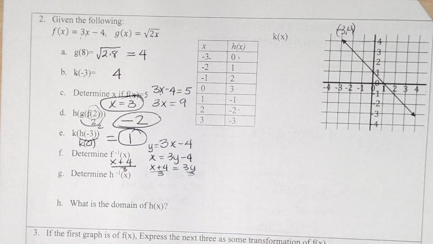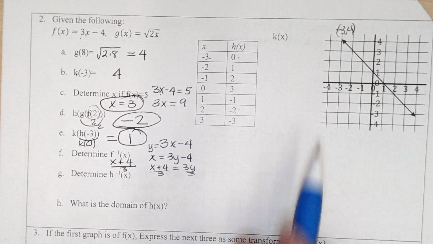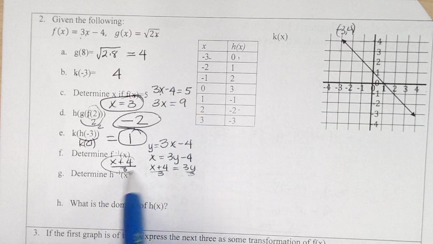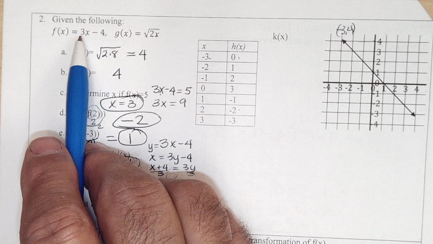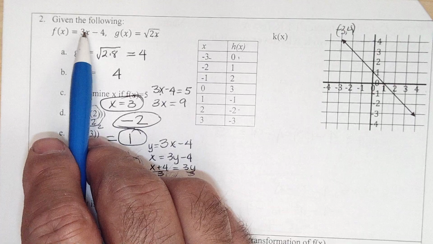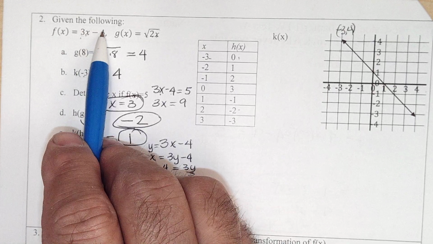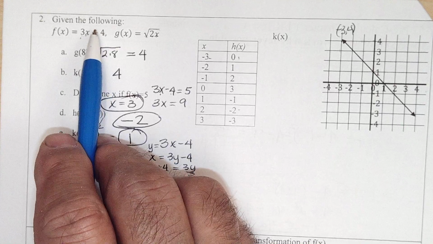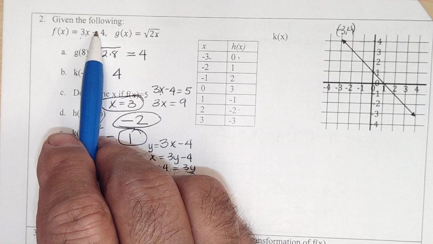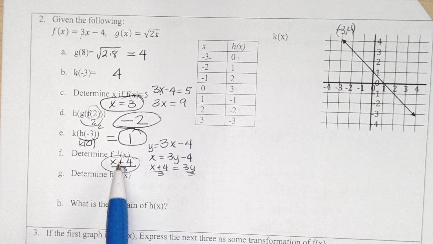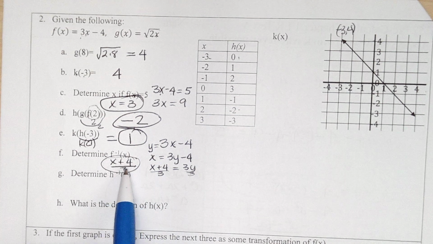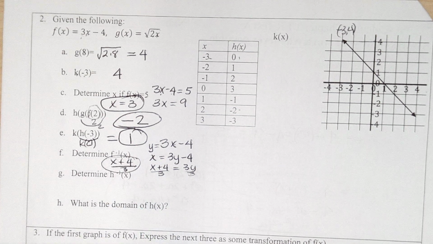3. Now, the other way to think about that, if you don't like that, is this function multiplied by 3 and subtracted 4. If we reverse the process, we have to add 4 to the input and then divide by 3. Add 4 to the input and divide by 3. We reverse the process.